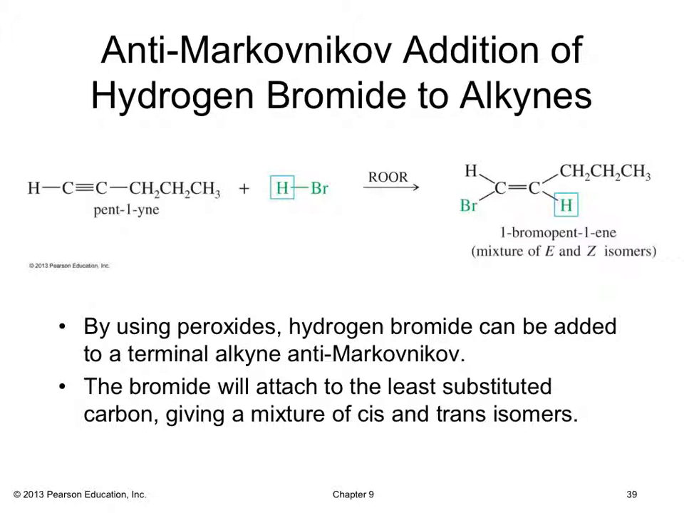You can have anti-Markovnikov additions of hydrogen bromide to alkynes if you add a peroxide. So ROOR is a peroxide. By using these peroxides in addition of HBr, you can have anti-Markovnikov addition. The bromide will attach to the least substituted carbon, giving a mixture of cis and trans isomers, but it will give you anti-Markovnikov addition. So that's really important.